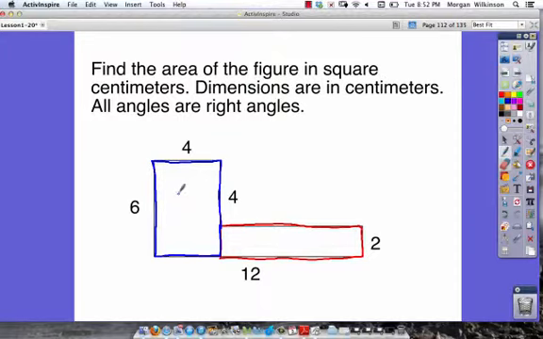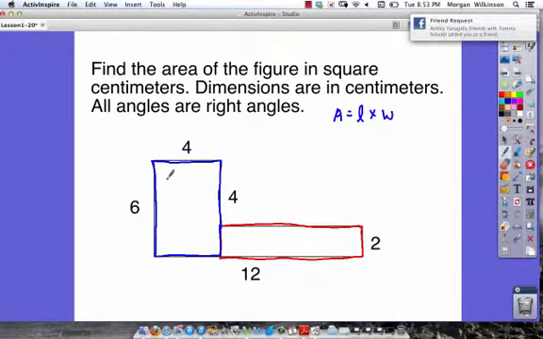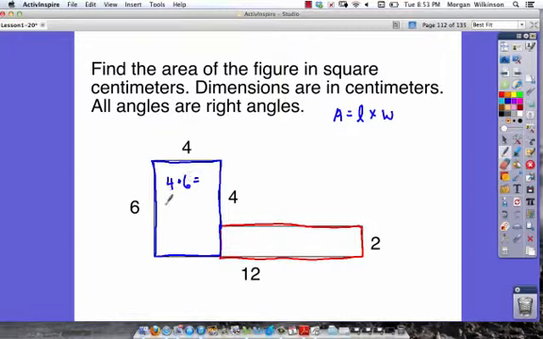You remember the formula for the area of a rectangle? What is it? Say it out loud. Remember, the area of a rectangle, A, is equal to the length, L, times the width, W. So, we have a length of 4 and a width of 6. So we're going to get 4 times 6, which must be equal to 24.